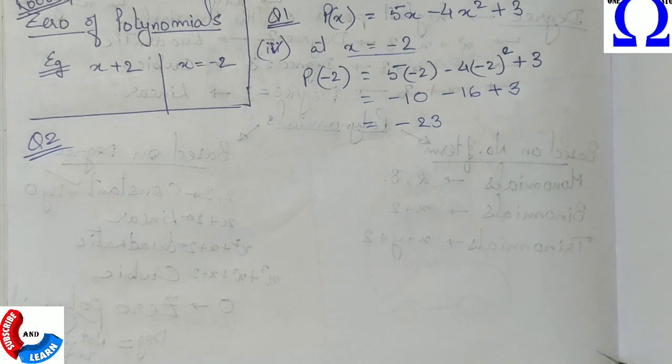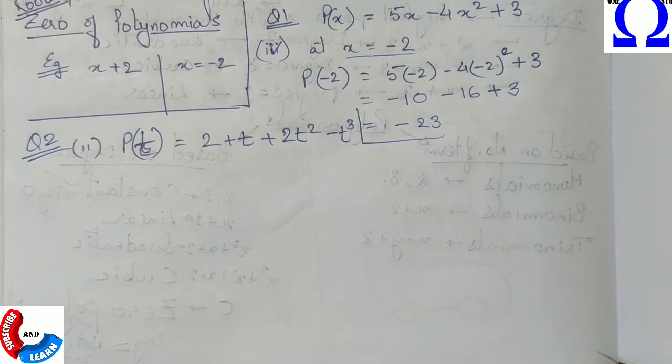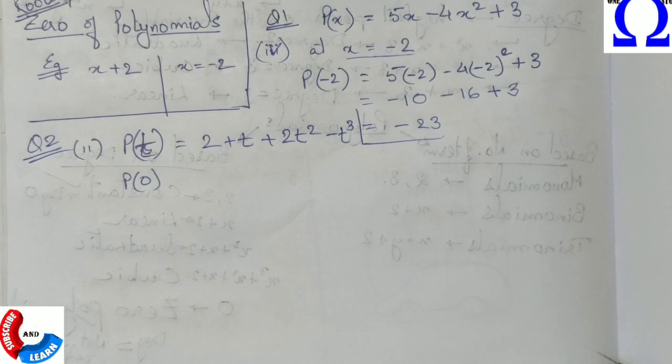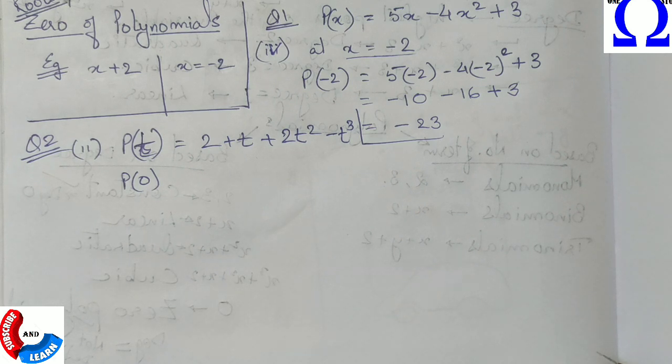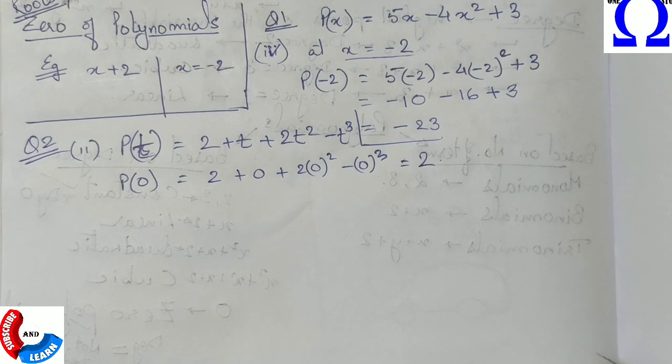Again, for the next question, we have the same situation, in which equations are given and we need to put 0, 1 and 2 in those equations and find the value. Okay, let me take the second equation, in which p of t is given. That means polynomial of t is given, and we need to find p of 0. Okay, that means we need to put the value of t to be 0, like this. It is very easy, and the answer will be, of course, 2.